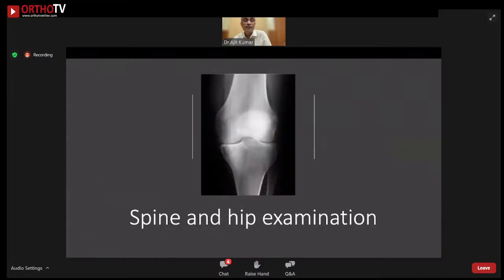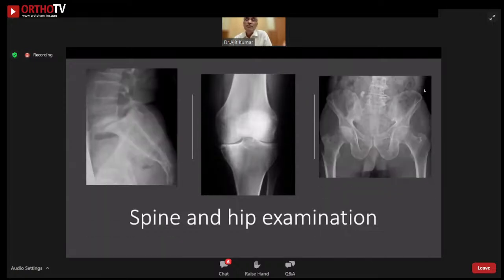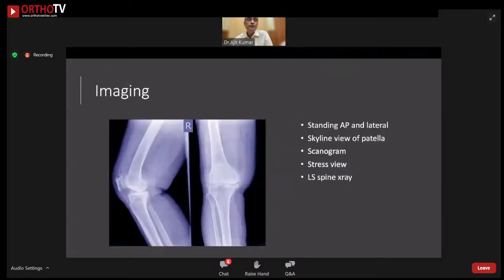Always examine the spine and the hip, as was mentioned earlier, because you can have problems higher up or on the same side in the hip. So if you have a situation like that, a severely arthritic hip has to be addressed first before you go on to replacing the knee.